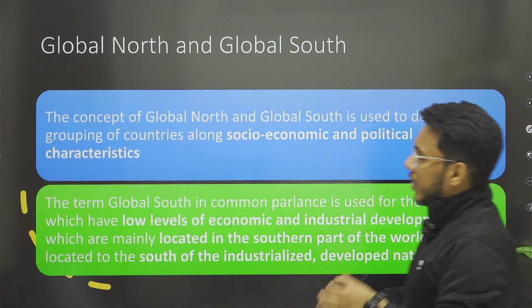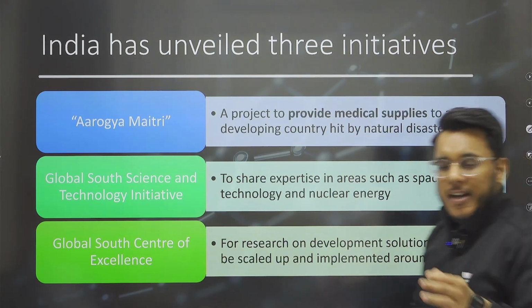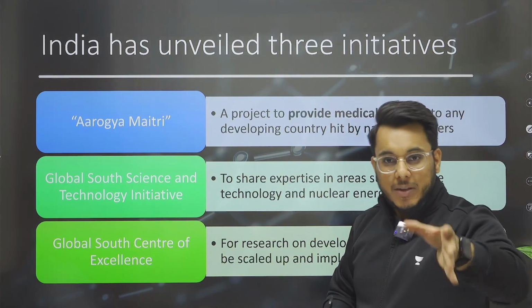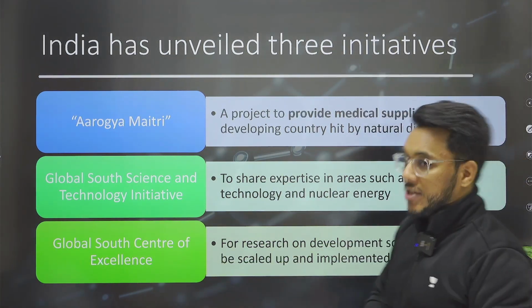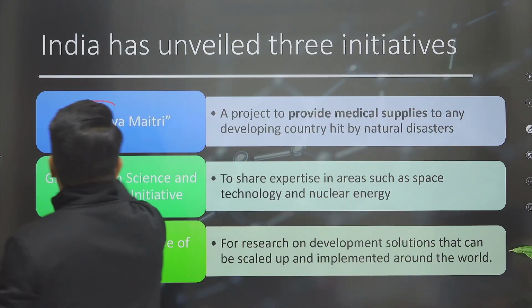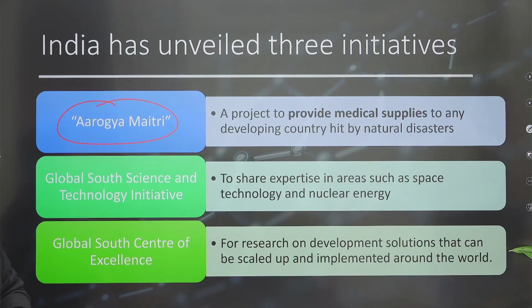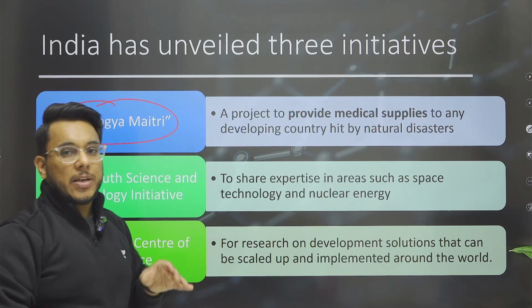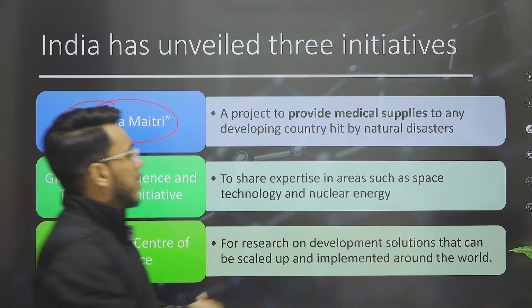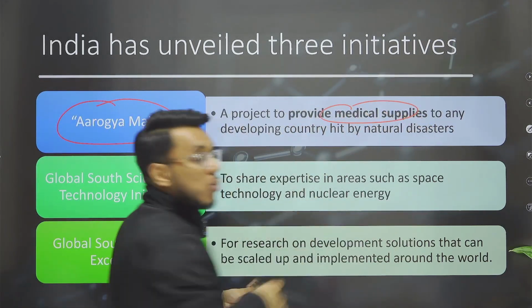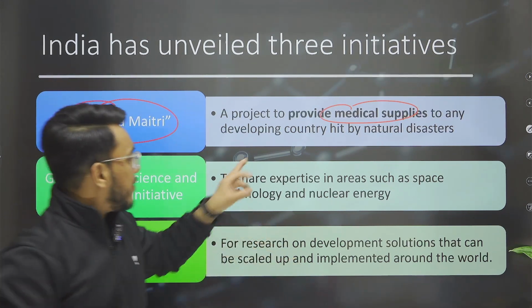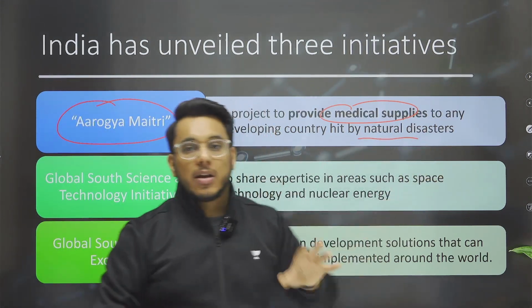Now, first of all, what are the important initiatives that India has taken in this Global South Summit that has recently been held? Number one is Arogya Maitri. Now, what is this Arogya Maitri? Under Arogya Maitri, India has pledged to provide medical supplies to Global South countries whenever they are hit by any natural disaster.